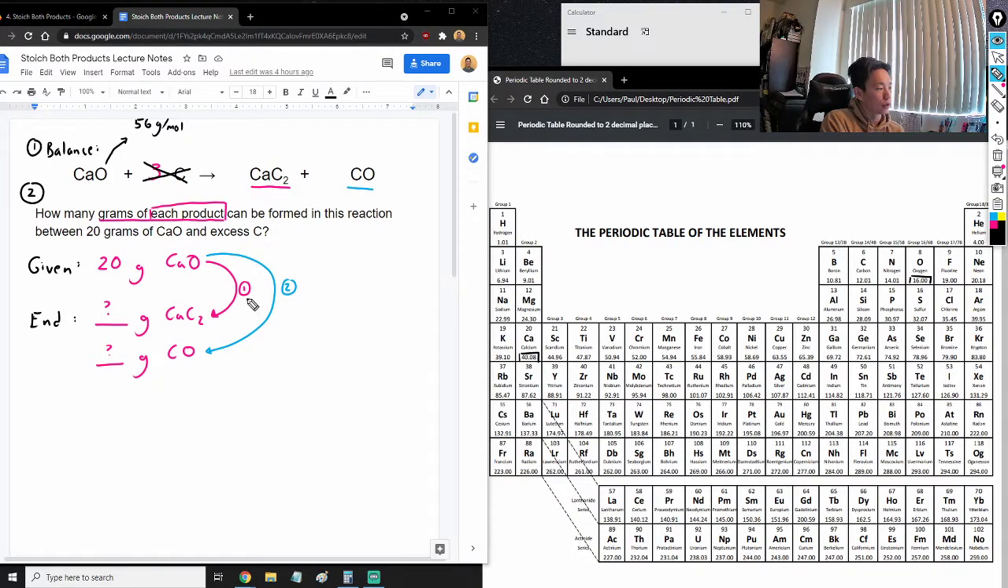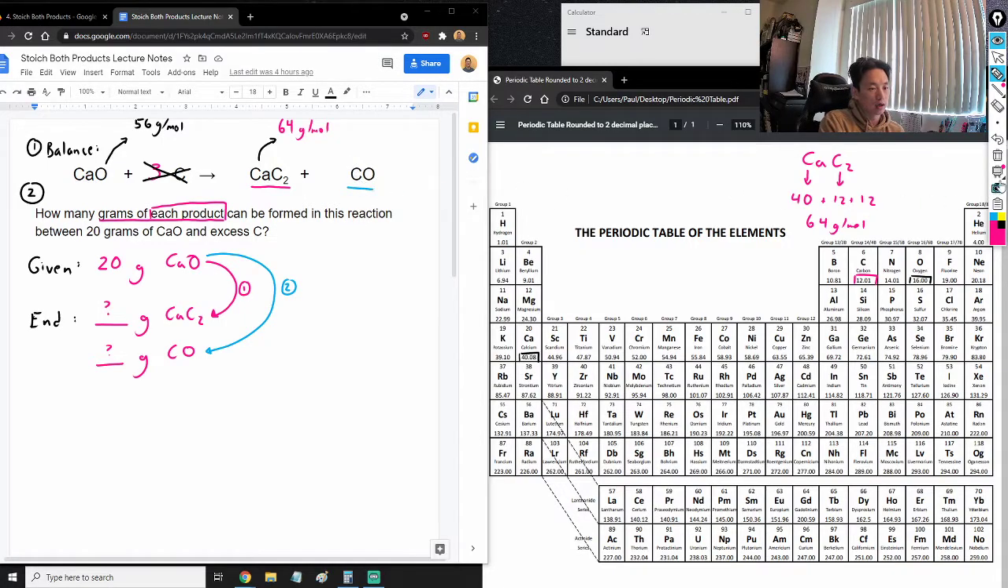Okay. We also need to find the molar mass of CaC2, so what we're going to do is go on the periodic table. Ca is 40, and then C is 12. So if I want to find CaC2, that means I have 40, and then 12.01, which is basically 12. So C2 is 12 plus 12, which is 24. So we're going to be basically doing 40 plus 12 plus 12, or 40 plus 24, which is going to give us 64 grams per mole. So CaC2 is going to be 64 grams per mole.